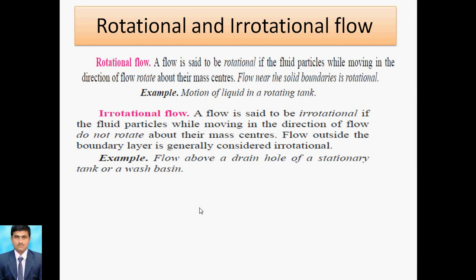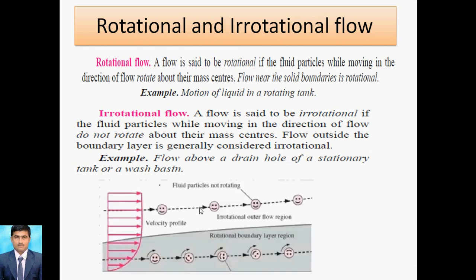An example is a wash basin. From the drain hole of a stationary tank, the observed flow is irrotational. Here it is clearly seen that the particles go to the drain hole in a straight way, not rotating. That is why it is called irrotational flow. And here the fluid particle is rotational. So this is the difference between rotational and irrotational flow.